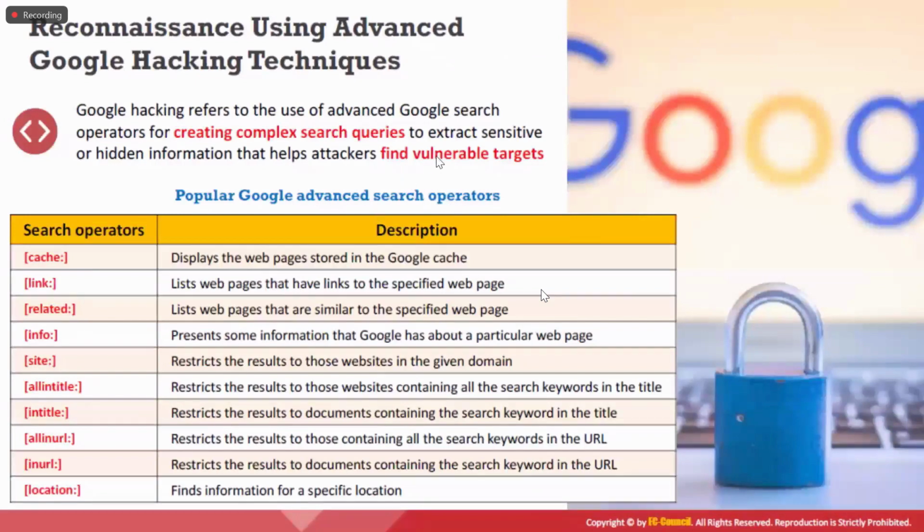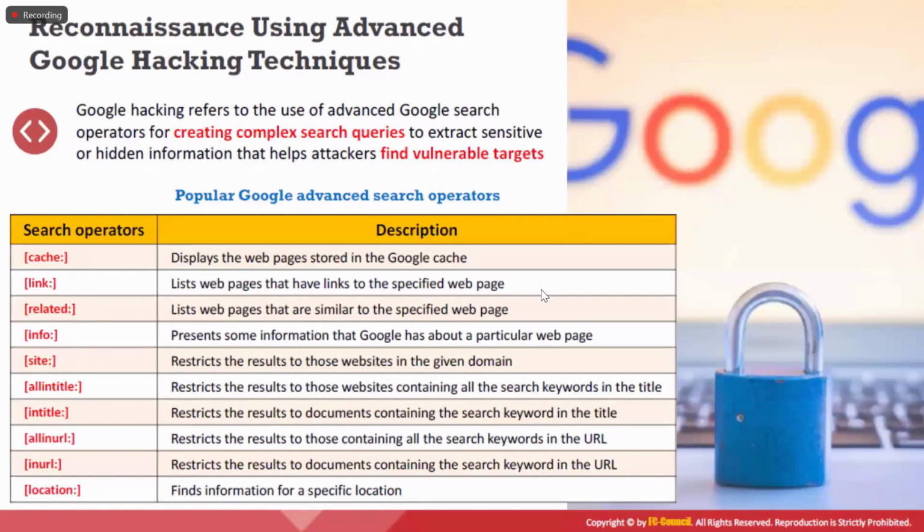So in reconnaissance, we use advanced Google hacking. Actually, it is not Google hacking, it is Google dorking. It is very simple, just using Google search in an efficient manner. In the tabular column, you can see that it is highlighted in red. Those are called operators. Using those operators, we can get what we need.